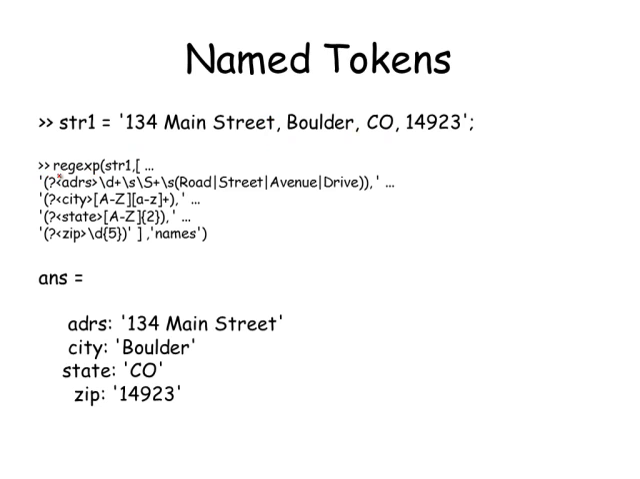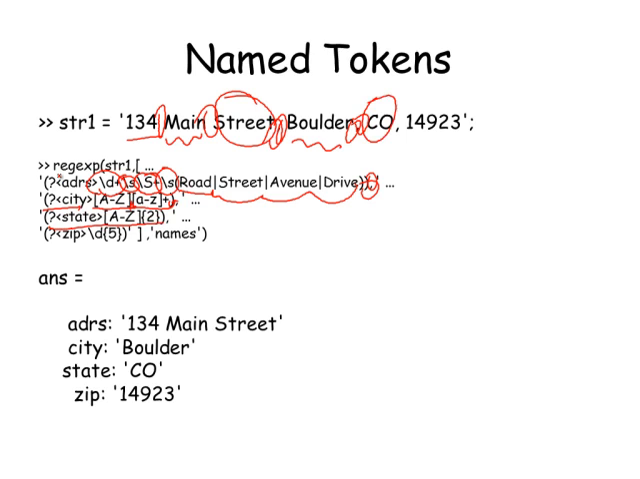So you would do, I want a number, followed by a space, followed by one or more non-space characters, followed by a space, followed by the word road, street, avenue, or drive, which will capture that part, followed by a comma, followed by a space, followed by a capital character and lowercase characters, which will match the city, and you are giving it the name city, so it will be returned as the city. Then the state as two capital characters, comma, and then the zip code as 5 digits.